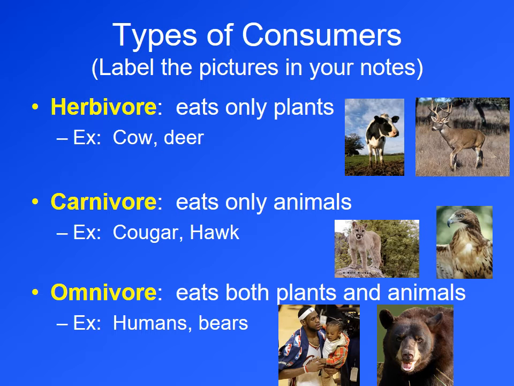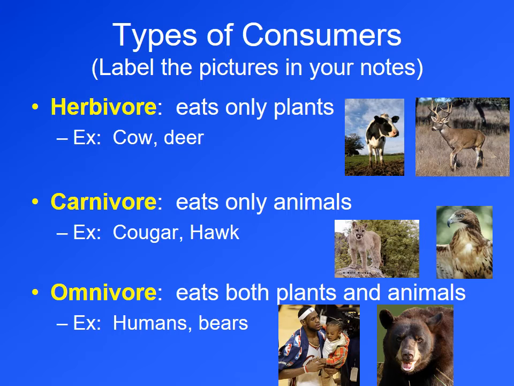Let's look at some different types of consumers. We have herbivores. Herbivores are animals that only eat plants. So examples here are a cow and a deer. Carnivores only eat animals. For example, we have a cougar and a hawk here. They only eat animals. They do not eat the plants.